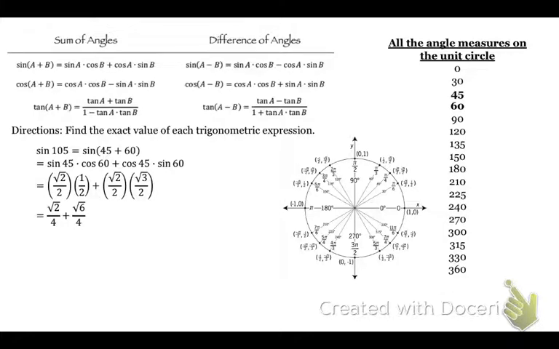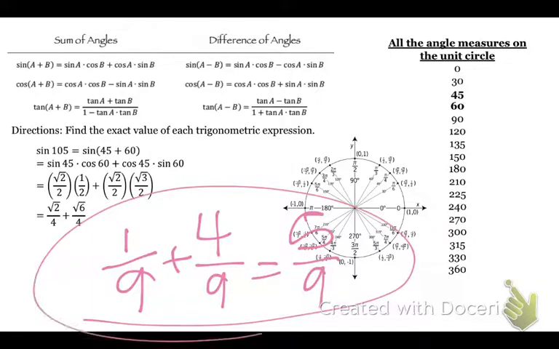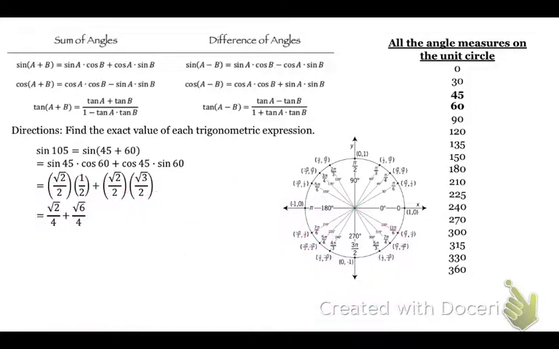Have a common denominator. Just think back to 5th grade, whenever you learned fractions. If you had 1/9 plus 4/9, that equals 5/9. You are all 100% capable of doing that. I know you are. It's the same exact thing. So then that means that we can write this as one fraction: square root of 2 plus square root of 6 over 4. So that's what the sine of 105 equals.